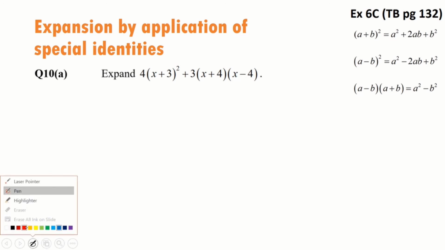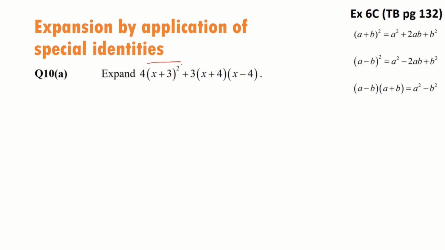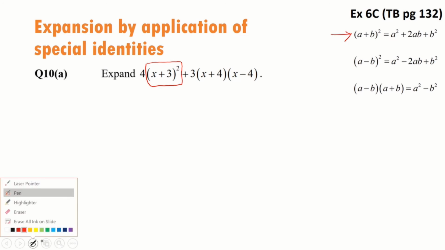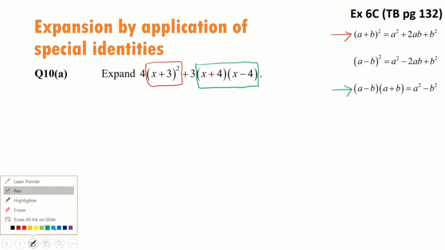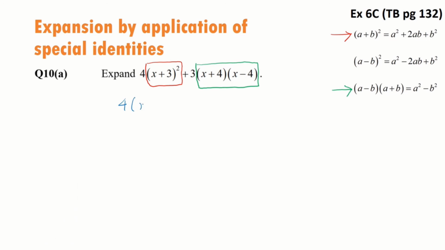Okay, so I want you to notice that this x plus 3 bracket squared here, we can be using this very first one, a plus b bracket squared, to help us to expand. And then after that, this x plus 4 and x minus 4, we will be using this third one over here. So to go about expanding this question, 4 bracket x plus 3 squared plus 3 times x plus 4 x minus 4, okay, I will have 4 times this x plus 3 squared, right?